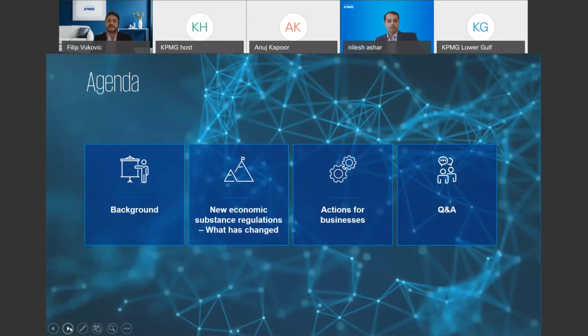Today's agenda is as follows. We will briefly touch base on the background of the events leading to the change in ESR rules, followed by a deep dive into the most important amendments and key takeaways for UAE business operations. As always, we will close the session with a 10-minute Q&A.